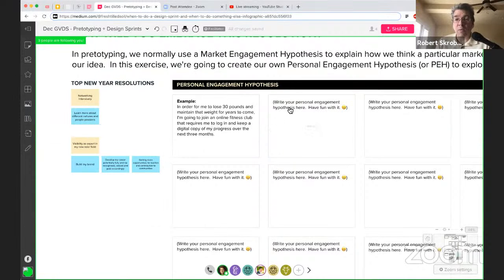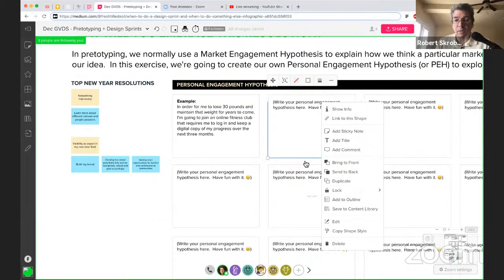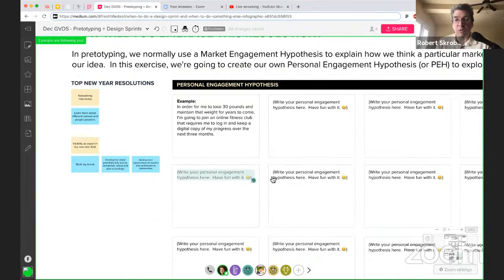You just have to double click on whatever text is here. You should be able to do that. Hang on, is it locked? Better not be locked. Oh, okay, there we go. For some reason it didn't work before.